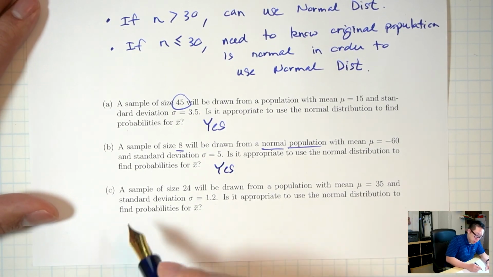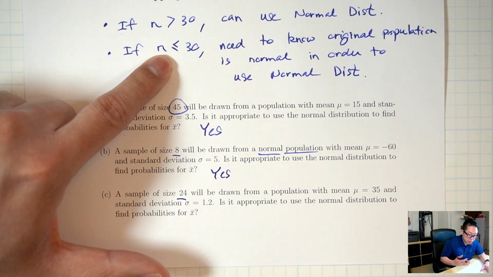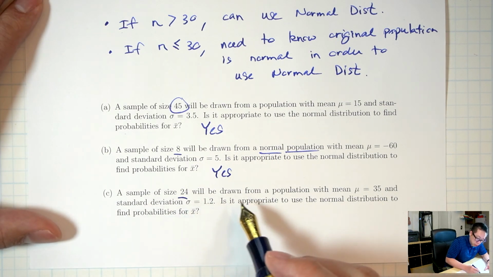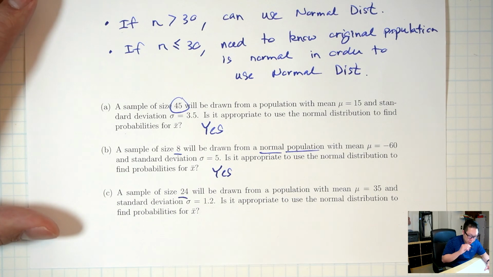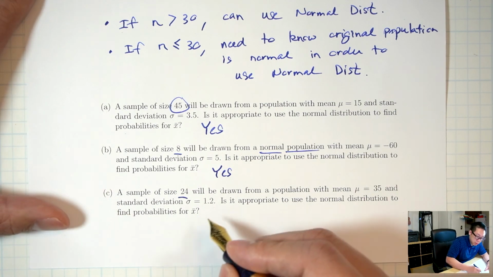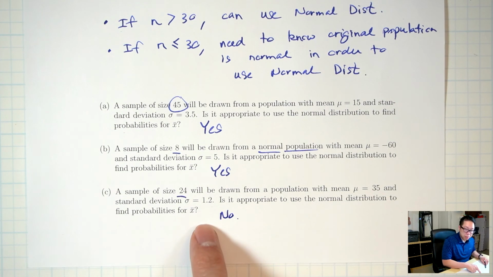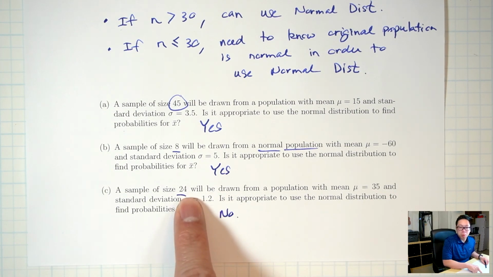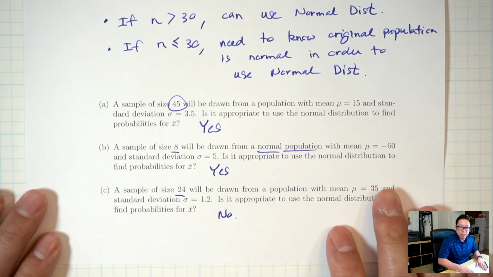Part C, a sample of size 24. Okay, this is now a small sample size again. So I do need to see the words normal population somewhere else in the problem. Will be drawn from a population with mean 35 and standard deviation 1.2. Okay, I didn't see the word normal anywhere else in the problem, so I can't. So this is a no. And in reality, if you encounter this situation, the way you fix that is pick more people. As long as you're over 30, then you can use the normal distribution.